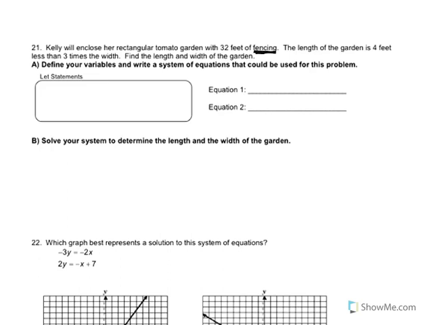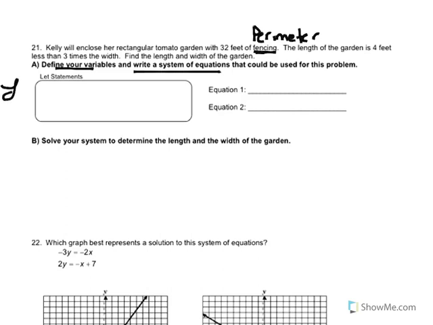Anytime you see the word fence, we're talking about perimeter. And we know that's a perimeter question. Okay, the length of the garden is 4 feet less than 3 times the width. Find the length and width of the garden. Define the variables. Write a system of equations.